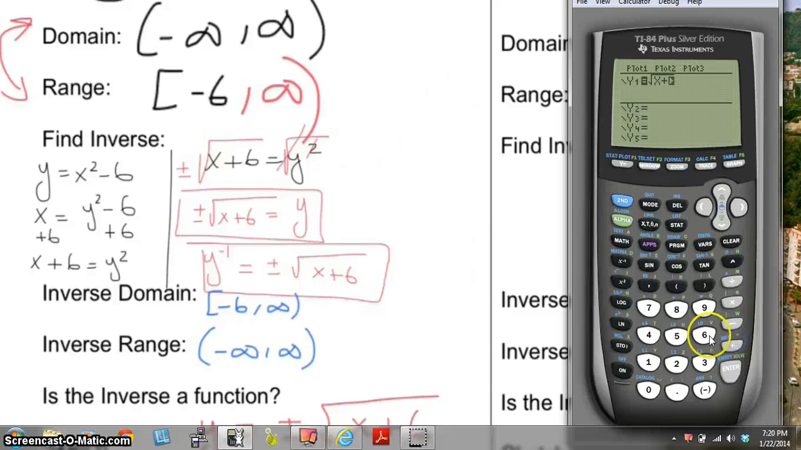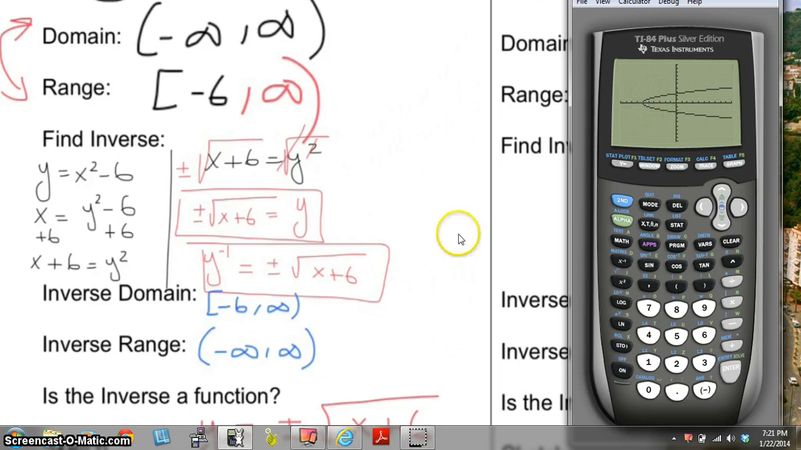And then, in order for the calculator to show you everything, on y2 you enter negative square root of x plus 6. So as you can see, on y1 you enter the positive one, and on y2 you enter the negative one. Now let's graph it. This is how it's going to look.